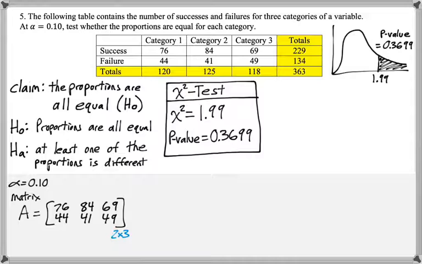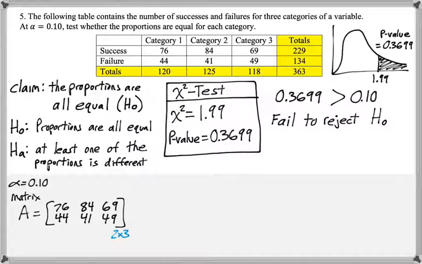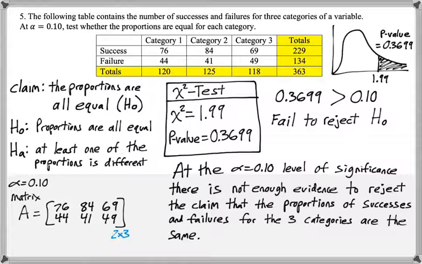So the picture would look like this, and the p-value is greater than alpha, so we would fail to reject the null hypothesis. And the conclusion would be, at the 0.10 level of significance, there is not enough evidence to reject the claim that the proportions of successes and failures for the three categories are the same.